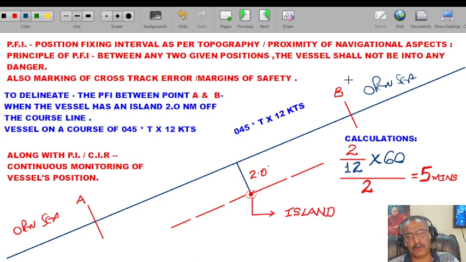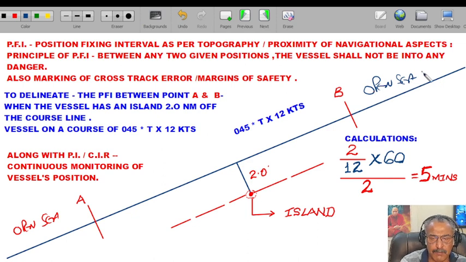Now the point to ponder, or the question I intend to ask you, is: what will be the PFI between point A and point B? When you are going on a course of 045, 12 knots, coming up from open sea, and again after this point, maybe let's say 6 to 8 miles of distance between point A and B, you are going back to the open sea.